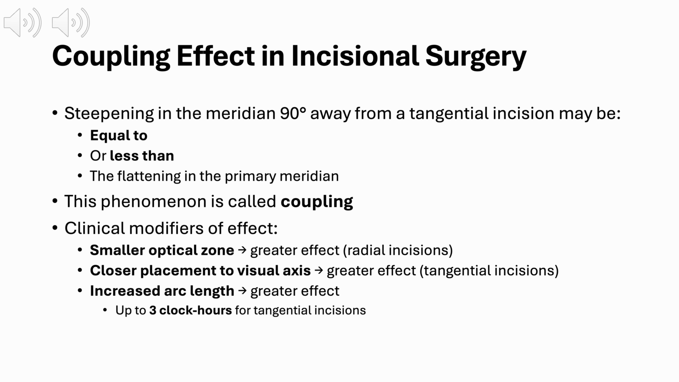The strength of the coupling effect can be modified clinically. A smaller optical zone increases the effect, particularly with radial incisions. For tangential incisions, placing the incision closer to the visual axis increases the effect. Increasing the arc length also increases the effect, with tangential incisions typically effective up to about 3 clock hours. Understanding coupling allows more predictable control of astigmatic correction when planning incisional procedures.